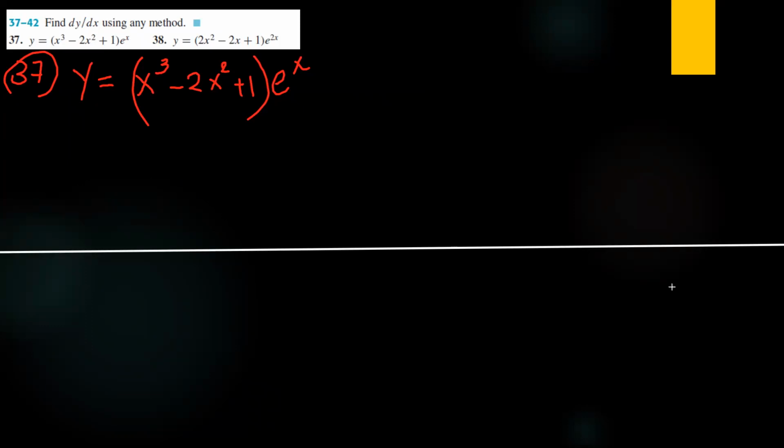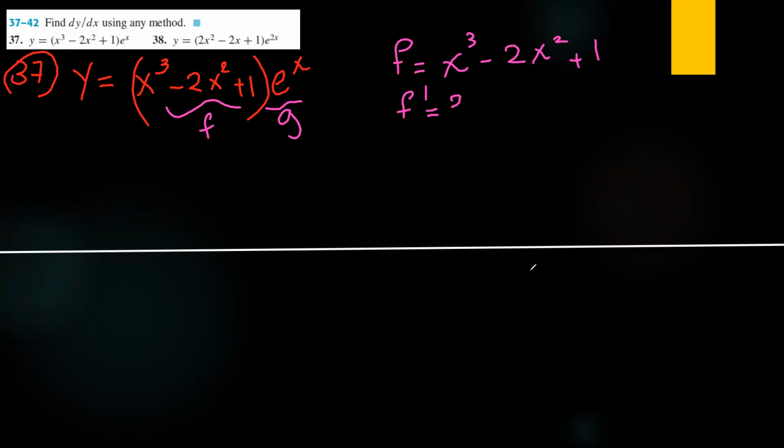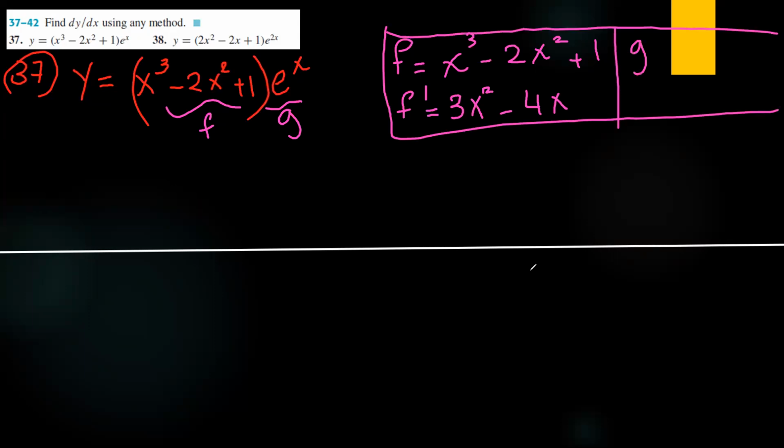So let's say that this is f and this is g. So f is x cubed minus 2x squared plus 1, and f prime is the derivative of it, which is 3x squared minus 4x. Now g is e to the power x, and as I told you, its derivative will be e to the power x. So now I have f and f prime, g and g prime. Let's now continue.